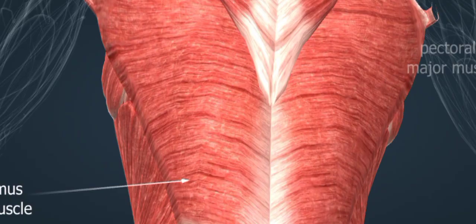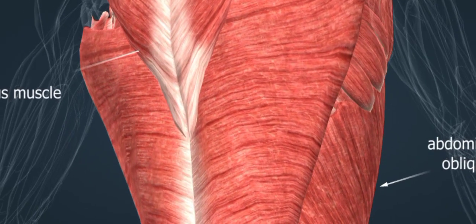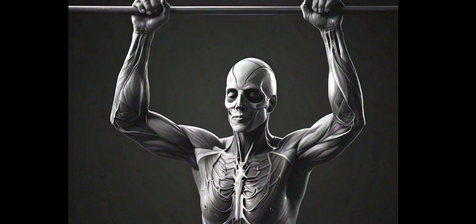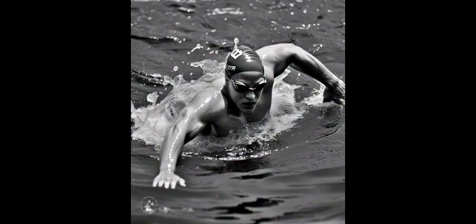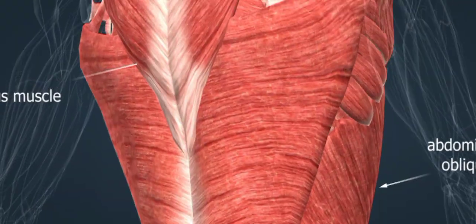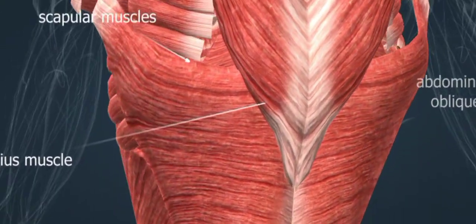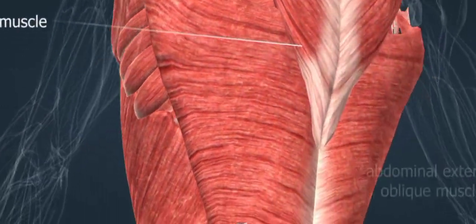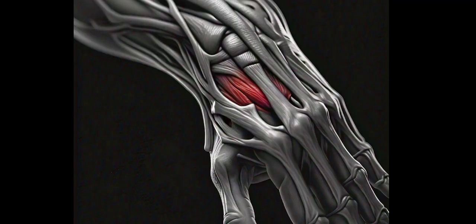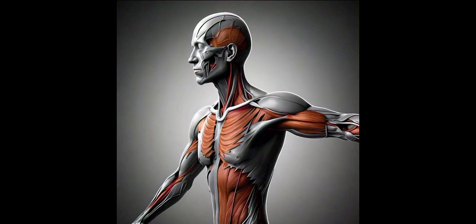It brings the arm down toward the body from a raised position, as seen in movements like pulling down on a bar or bringing the arms inward during a swim stroke. Number 3 is, medial, internal, rotation of the arm. The muscle rotates the arm inward, such as when turning the palm of your hand toward your body or performing actions like throwing.